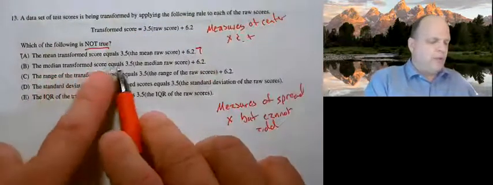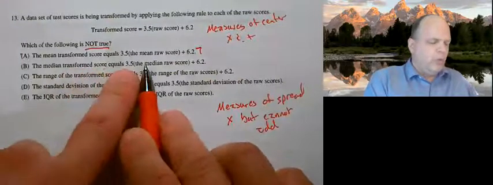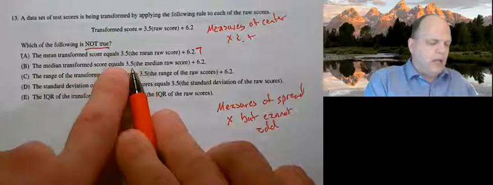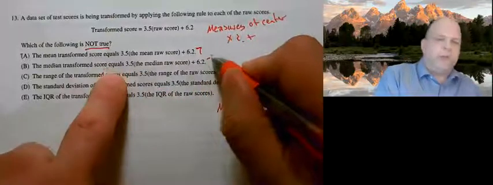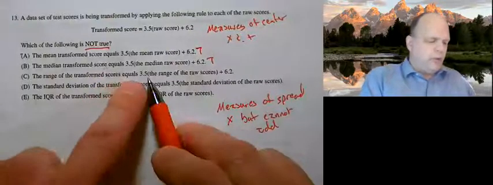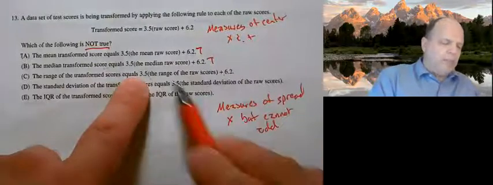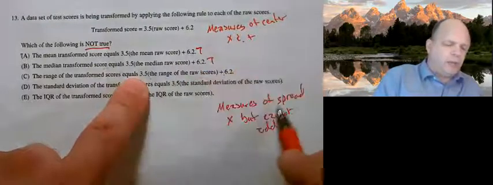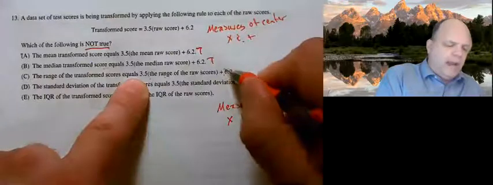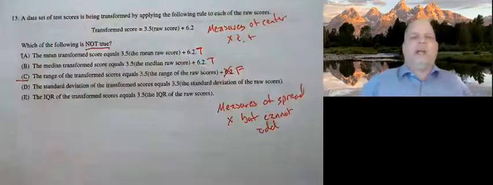The median transform score, median, that's a measure of center. We can multiply and add. That's true, because it's a measure of center, we can multiply and add. The range of this transform score, we can multiply, but we cannot add because range is a measure of spread. So we can't have this part, so this is false. So letter C will be our answer.